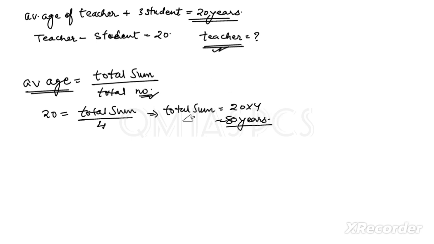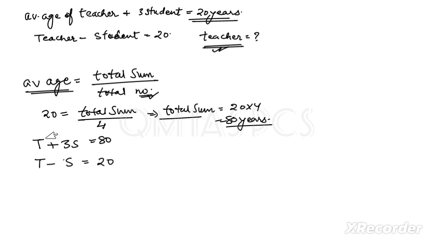So total sum means what? For the teacher I am writing T, and for students it will be 3 students. It is given for 3 students, not for a single student. For 3 students the total age will be 80 years. So T plus 3S is equal to 80, and another statement is given: T minus S is 20.